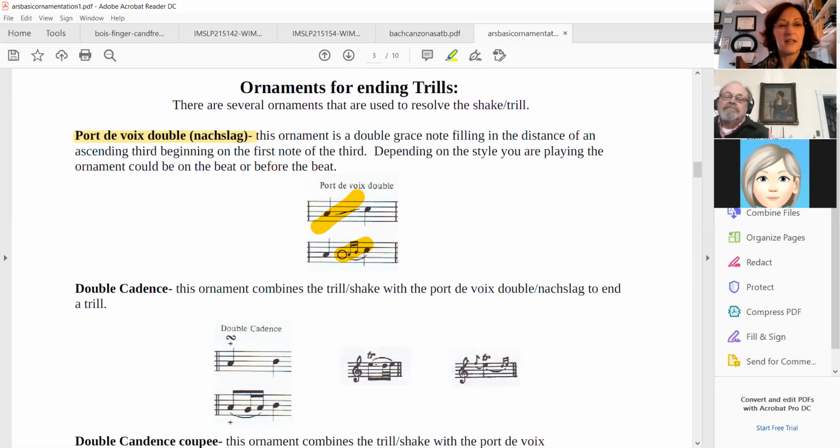So you would play it as this. So A, B, C on the beat. In German music, you're going to see the double grace note written. I have never seen Telemann use a porte-voix double with the slashed line, so you never have to worry about seeing that. At least I don't think you do, because I've never seen it.